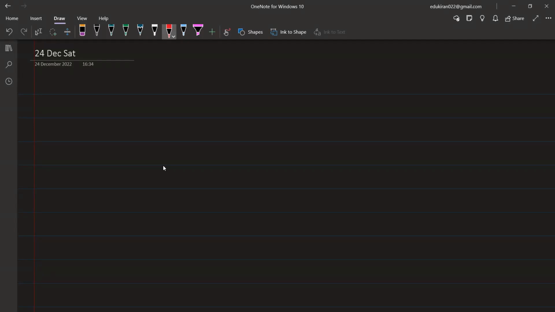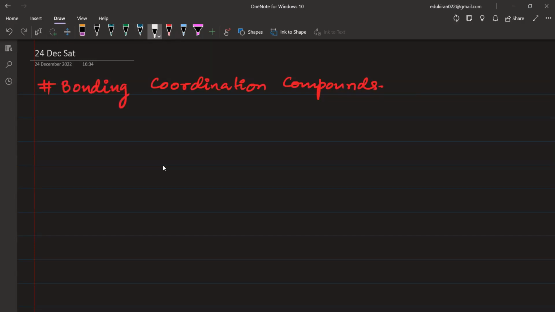Please write: bonding in coordination compounds. When we talk about bonding in coordination compounds, we are talking about the bond between the central metal atom and the ligand, not the coordination entity and the counter ion. Those are like ions only.